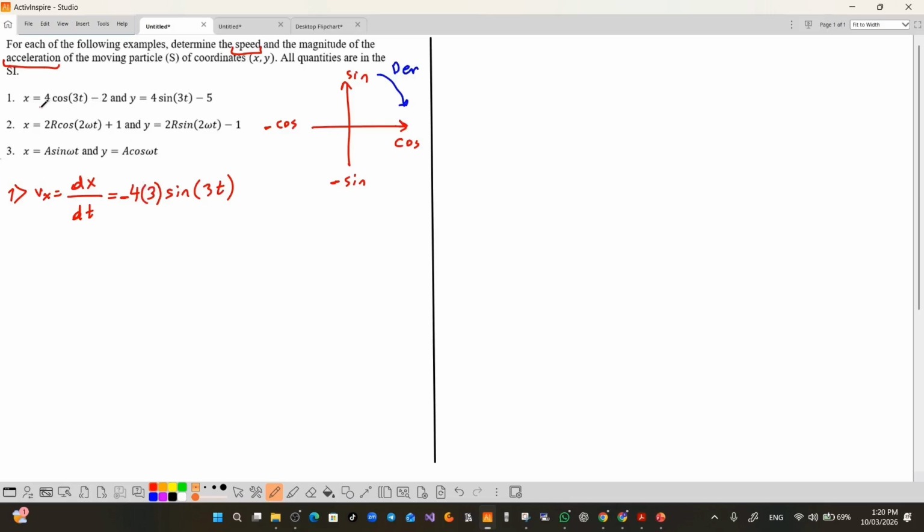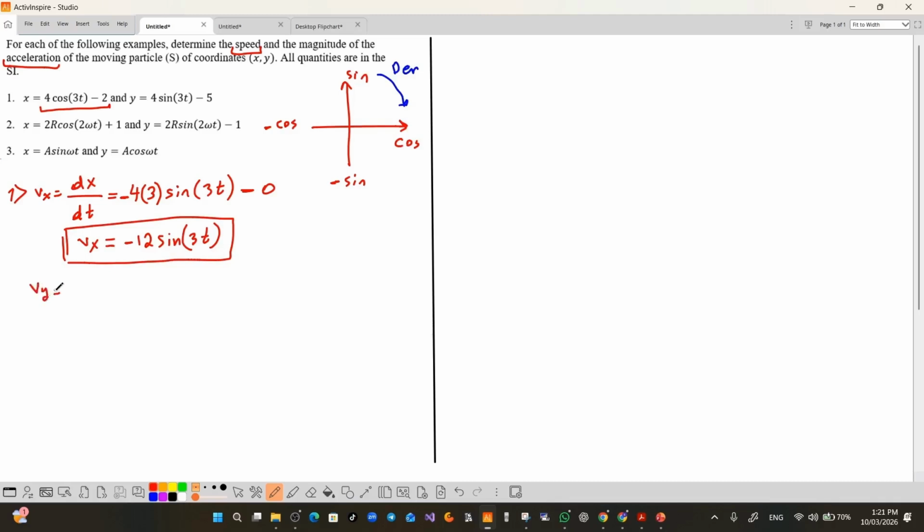Now, this equation consists of two terms. We applied the derivative on the first term. Now it's time to apply the derivative on the second term. However, the second term is a constant, and the derivative of a constant is 0, so minus 0. Now, minus 4 times 3 is minus 12 sine 3t, and minus 0 leaves it the same. So this is the Vx. Let me put it inside the box.